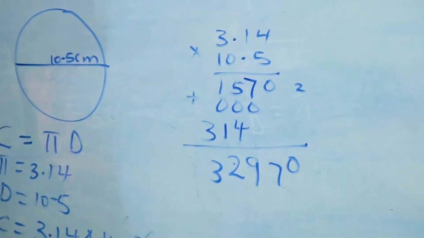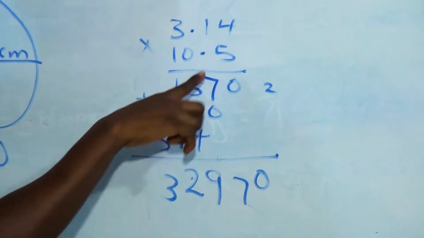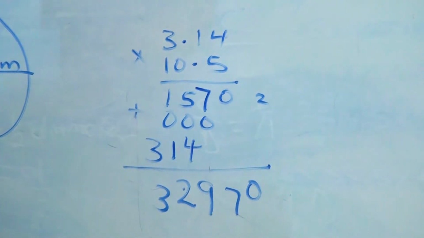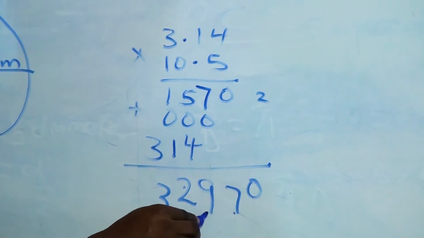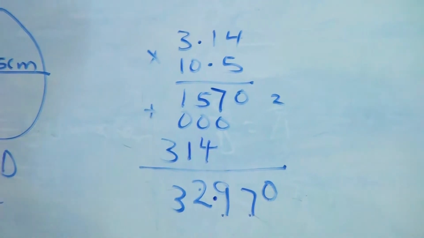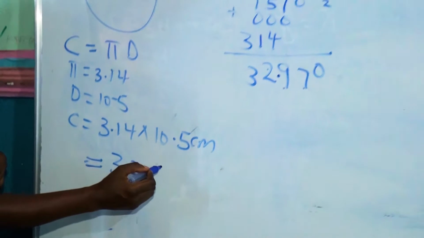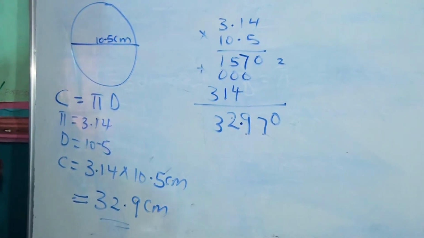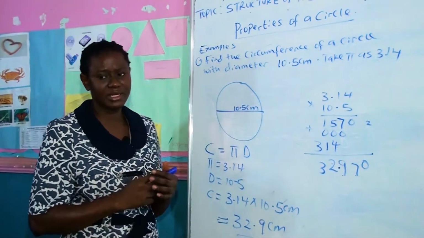Now, how many places of decimal do we have? After the decimal, we have 1, 2, and 3. So, we count 1, 2, 3. We'll place a decimal here. So, our answer becomes 32.9 centimeter. Our answer is 32.9 centimeter. Let's take another example.